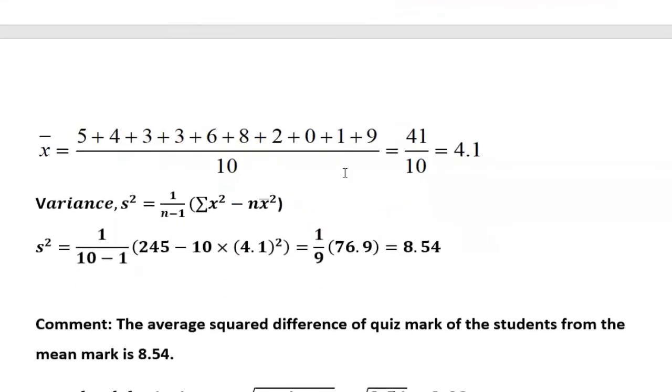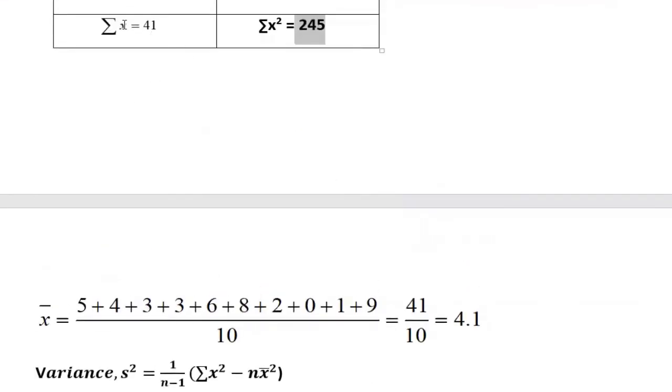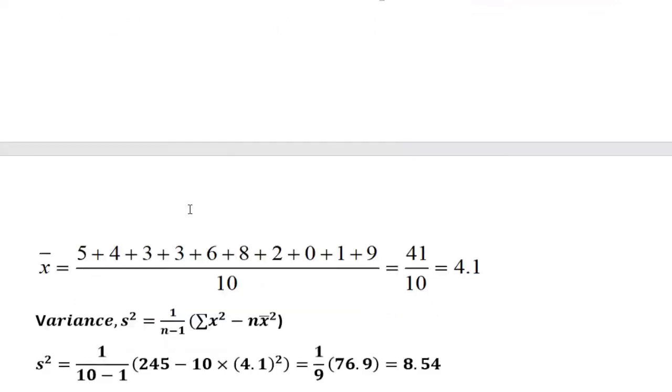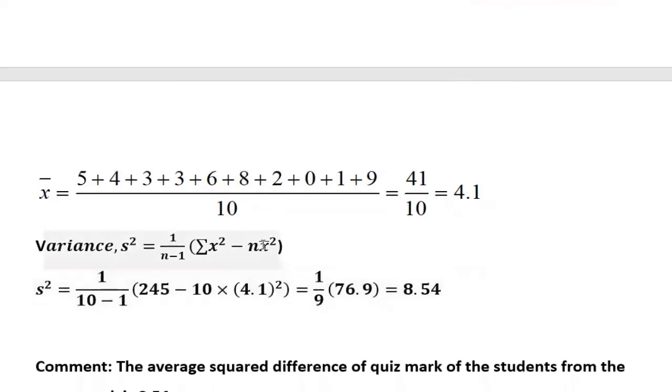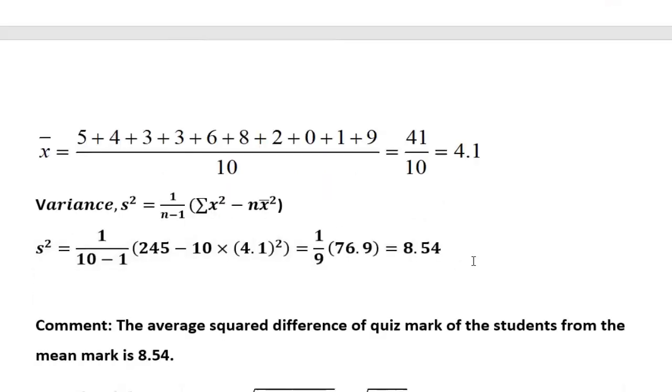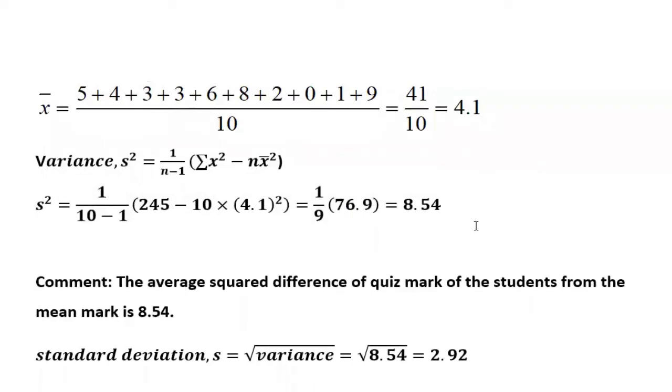Don't square the sum. Square each value of x and then sum up. This means you first square the value of x, then sum up. So we put the value 245 with n equal to 10 and x bar 4.1. We make the square and ultimately we get 8.54. This is the value of the variance.